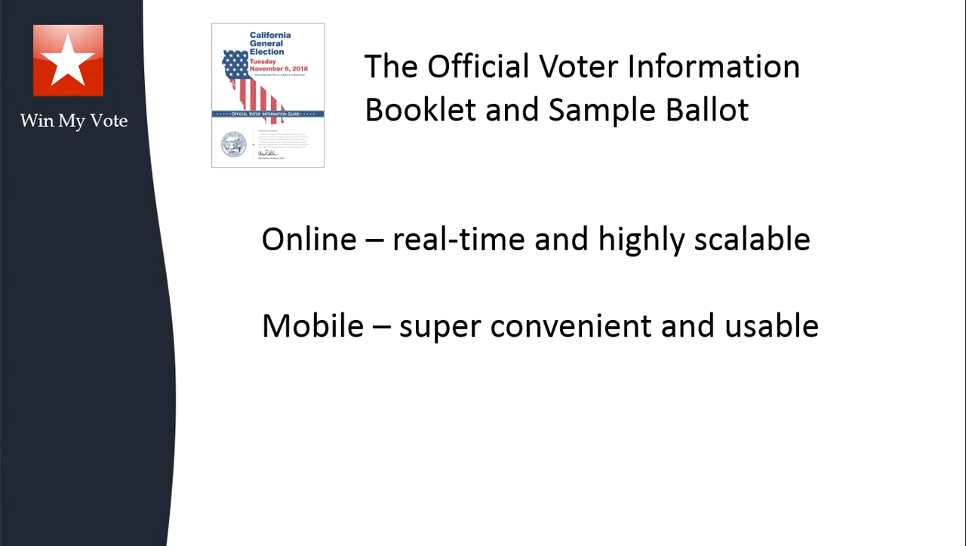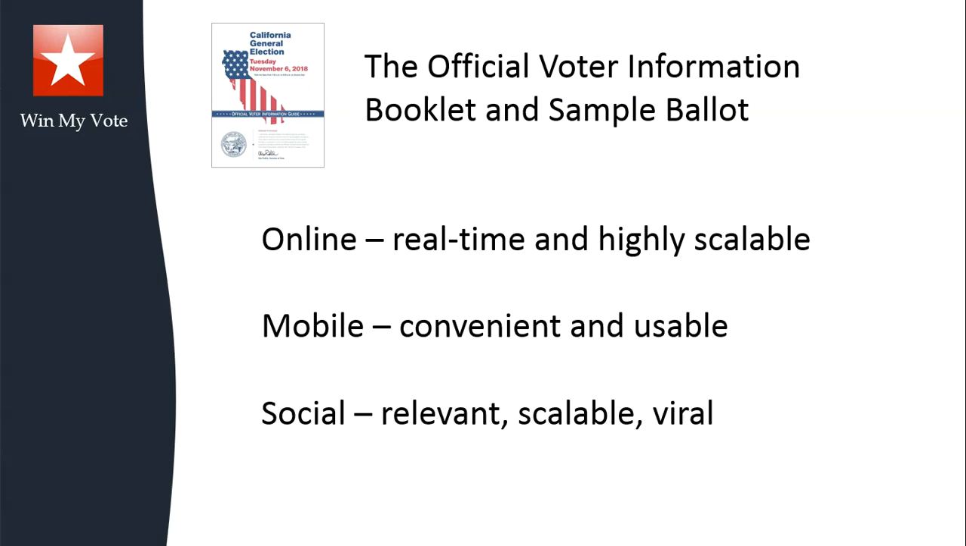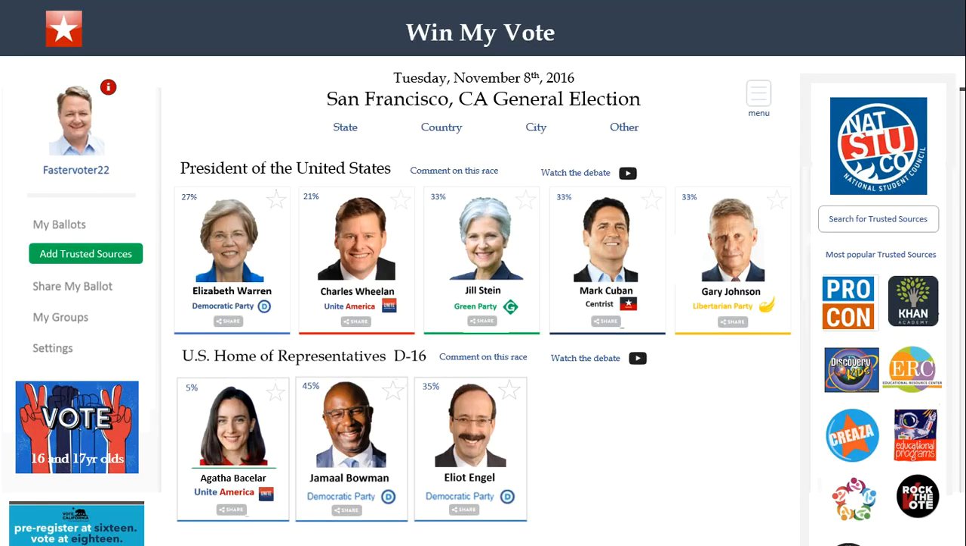The mobile aspect of it makes it super convenient and usable, right? That's how people are using their mobile devices, and that's how people are getting voter and election information. And then, finally, social makes it again relevant, scalable, and can go viral, because I can share candidates that I like, and you can share candidates that you like, and we can share our votes and who we plan to vote for, not only the candidates but propositions and measures and anything on the platform.